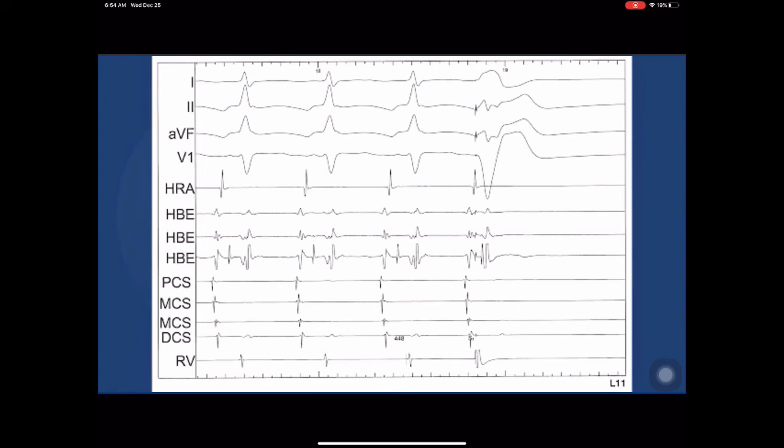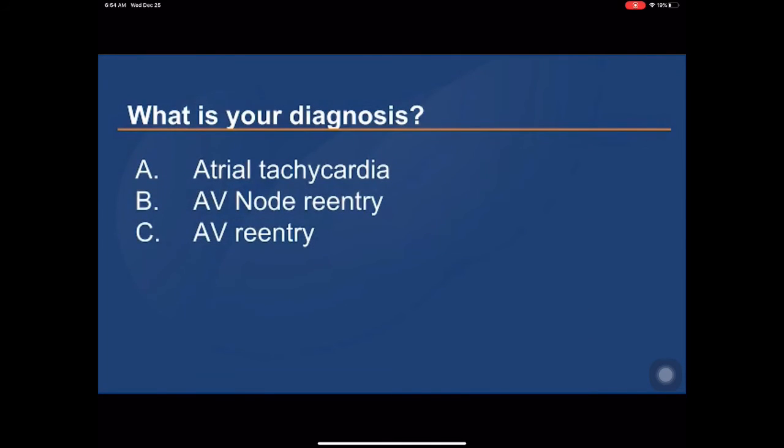Now, let's take a look at this tracing. A long RP tachycardia, you can see that you have negative P waves in the inferior leads. You can see that the activation pattern is sort of classic for coming up somewhere in the posteroseptal area of the heart. And then we do a maneuver. We put a PVC in here, and it terminates the tachycardia. And this is 100% diagnostic if you make the right measurements. So my question for you is, what is your diagnosis?